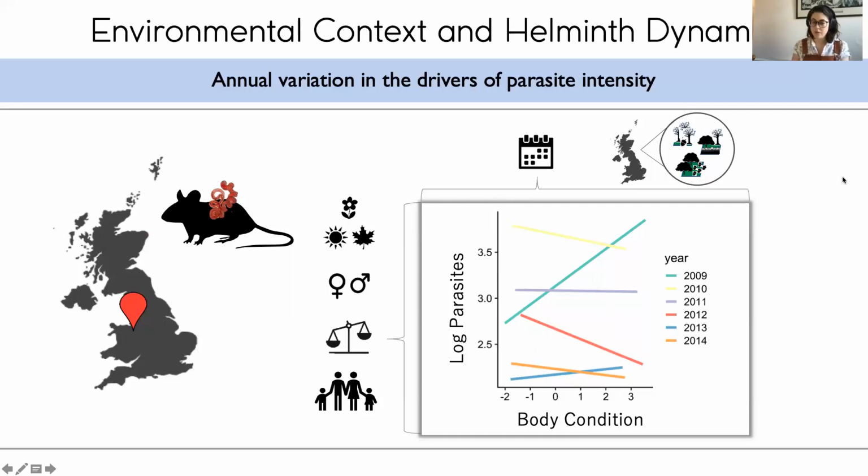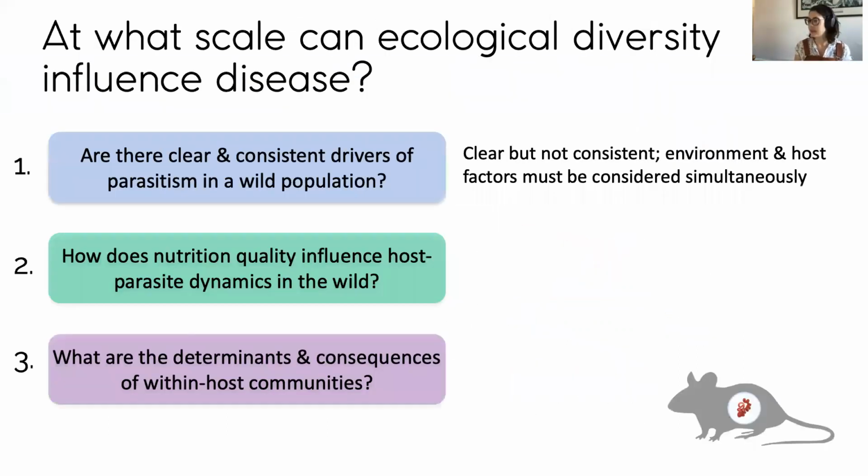So overall, although we did investigate other factors, I'll just highlight that body condition one here as an example. The answer to this first question is that there are clear but very inconsistent drivers of parasitism in these wild populations. So environment must really be considered alongside the host effects. There could be a number of reasons for this variation that we see across years.